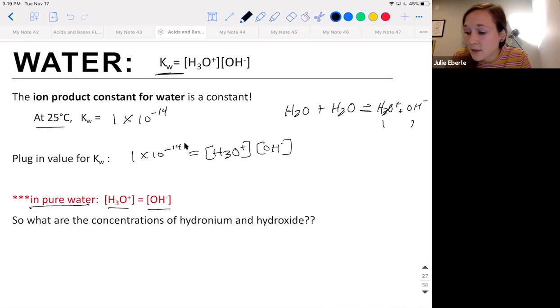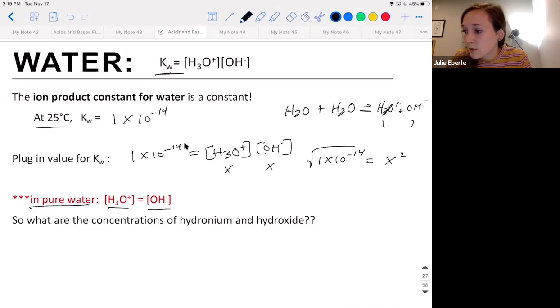So if that's the case, we can essentially say they're both X. We can plug in the same variable for both. And now if you do that, you end up with 1 times 10 to the minus 14 essentially equals X squared. You can plug in X for both because their concentrations are identical. So we can actually solve for the concentration of H3O plus and the concentration of OH minus in pure water.